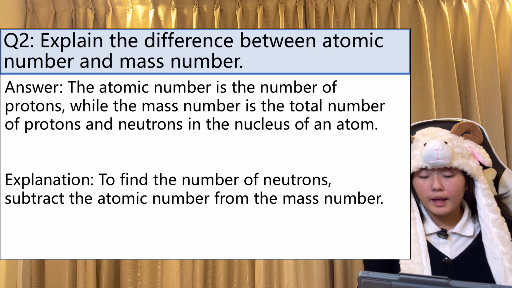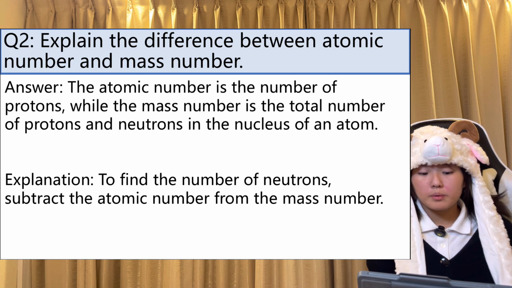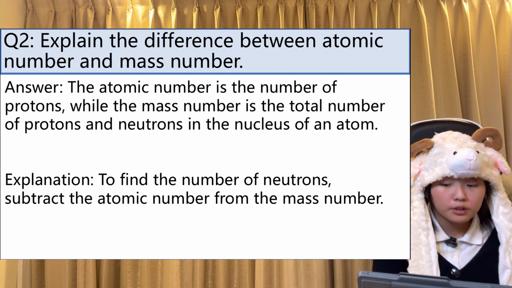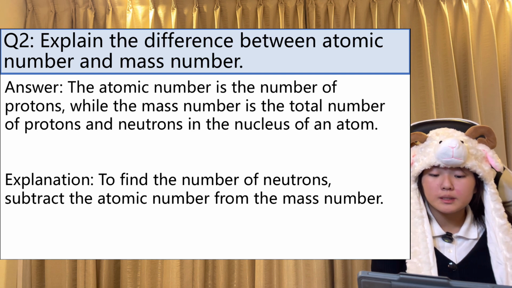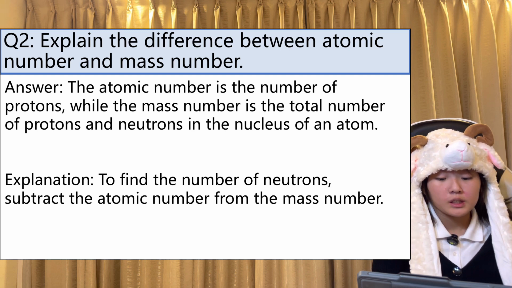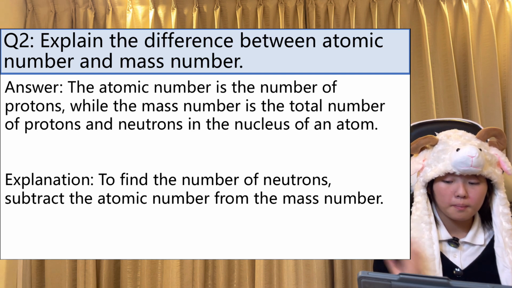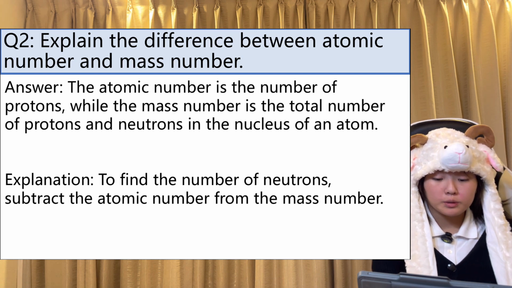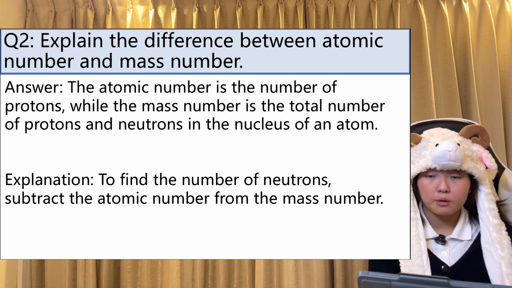The answer to number 2 is the atomic number is the number of protons, while the mass number is the total of protons and neutrons in the nucleus of an atom. This is because to find the number of neutrons, we need to subtract the atomic number from the mass number, so they must be different. Since if they were the same, if you subtracted the atomic number from the mass number, it would equal 0.